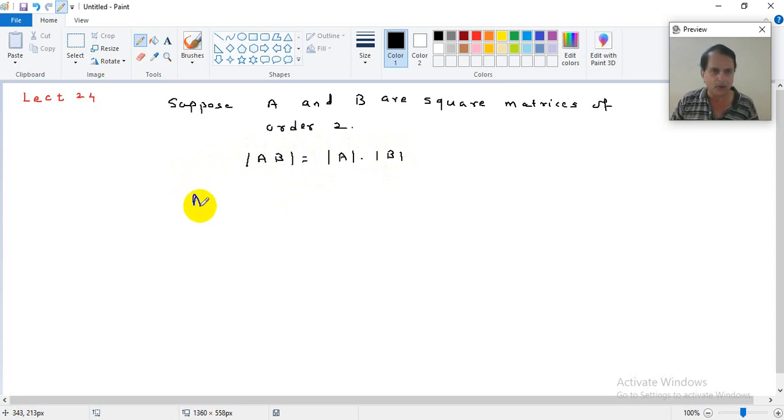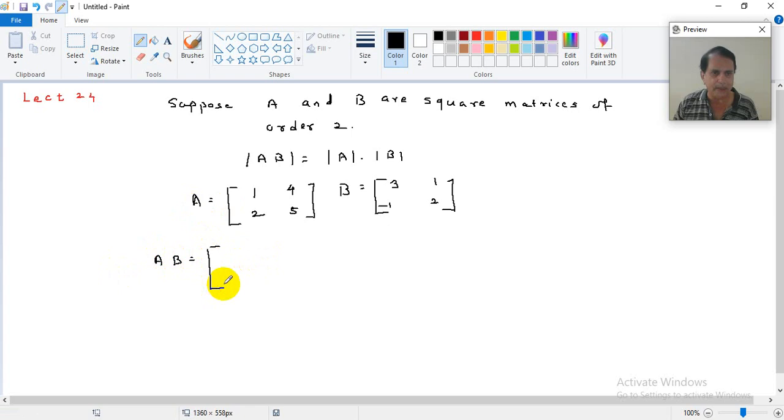So suppose I want to verify this for these particular 2 matrices. A is 1 4 2 5, and say B is the matrix 3 1 minus 1 2. Okay, so verify this. Now first we have to calculate AB, right? So what will be AB? It is 1 4 2 5, and B is 3 1 minus 1 2.